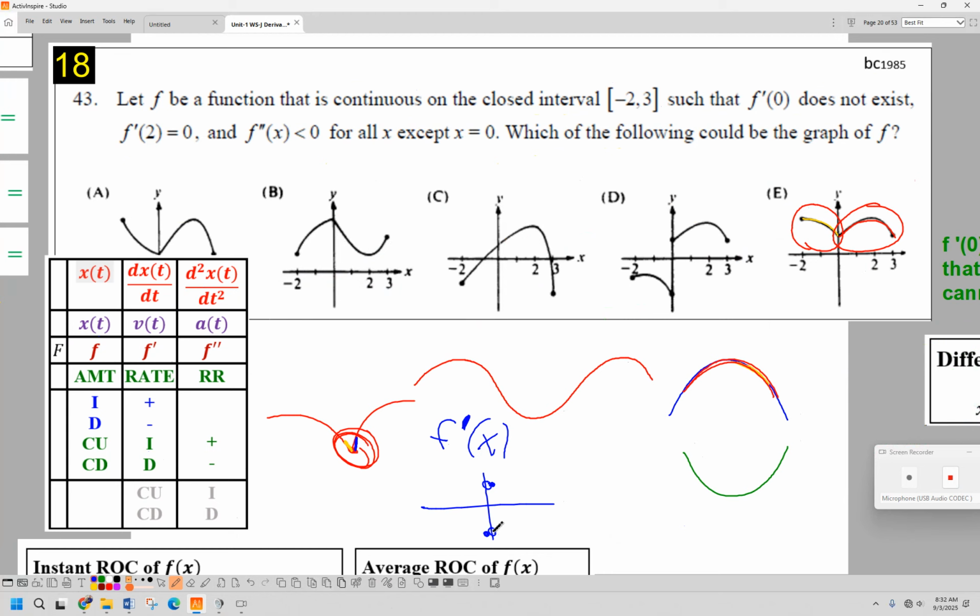But we don't know the slope of f right at x equals 0. So on f prime, there would be no dot at x equals 0. Cool. Next one.